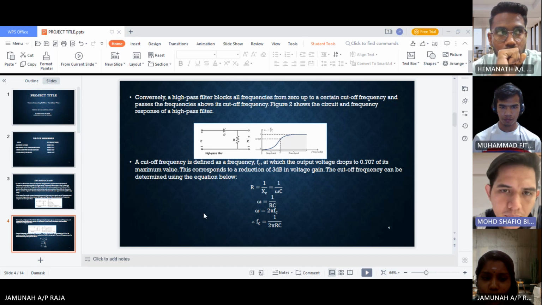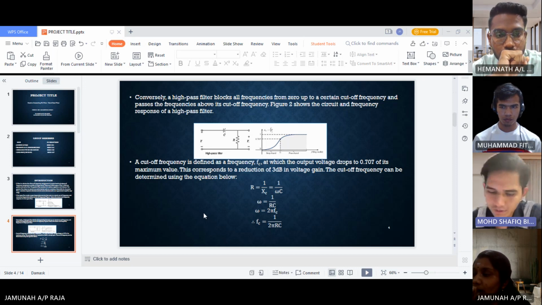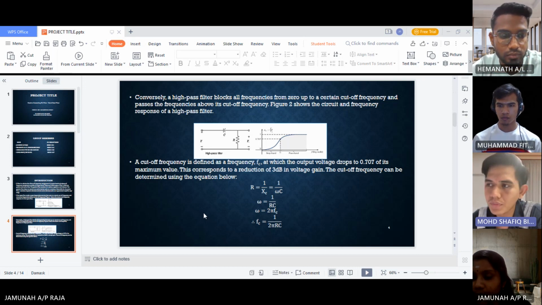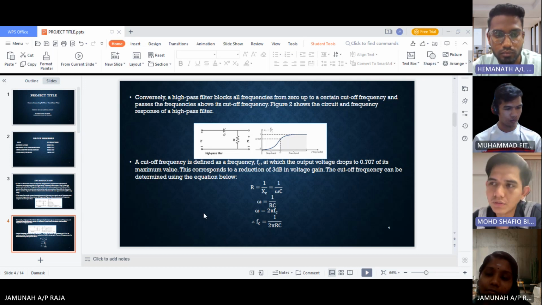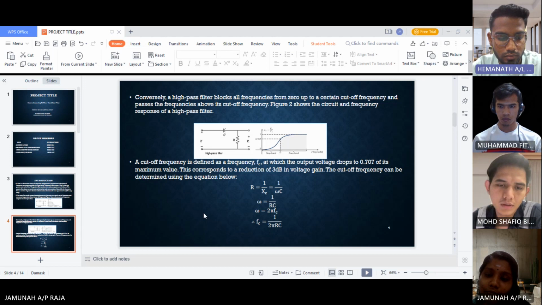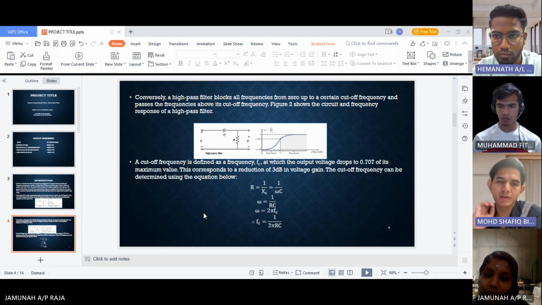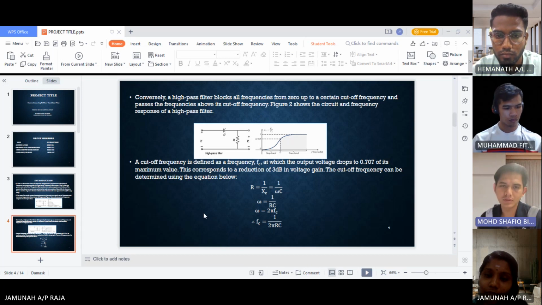So that means, for example, we have a machine. The machine we set at a certain frequency, it will cut off or it will not function. So maybe we can relate it with a timer that we use. I want to show you how the high pass filter works.